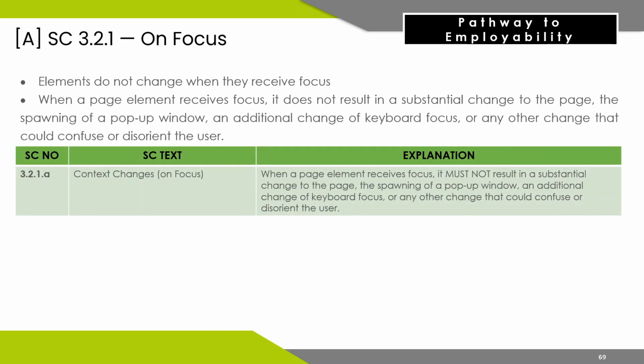The requirements for success criterion 3.2.1 on focus are: 3.2.1.A Context changes, on focus. When a page element receives focus, it must not result in a substantial change to the page, the spawning of a pop-up window, an additional change of keyboard focus, or any other change that could confuse or disorient the user.